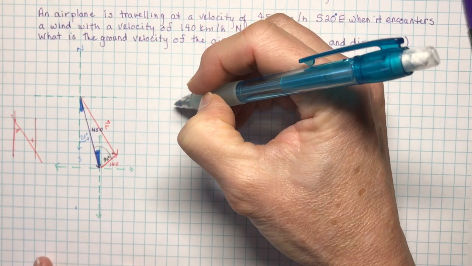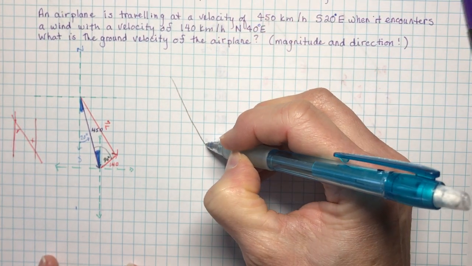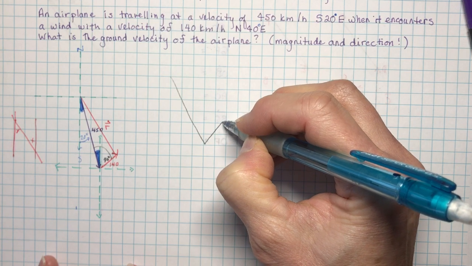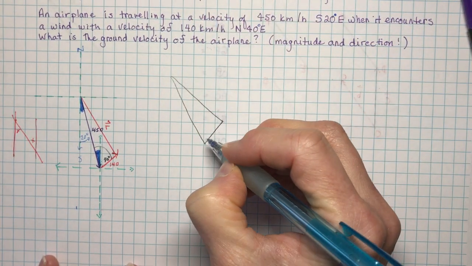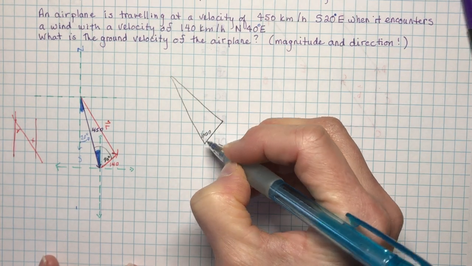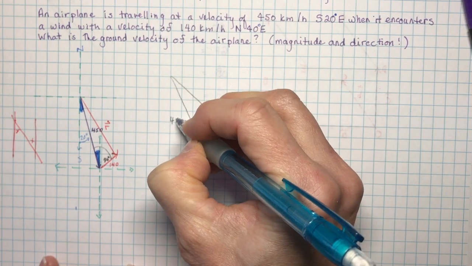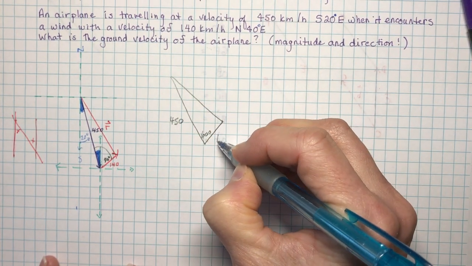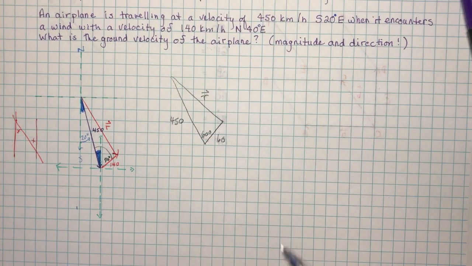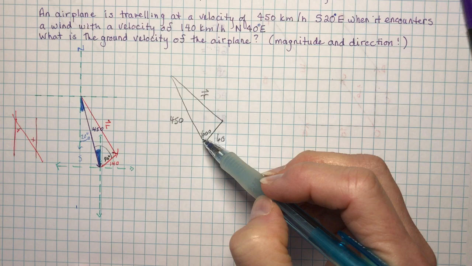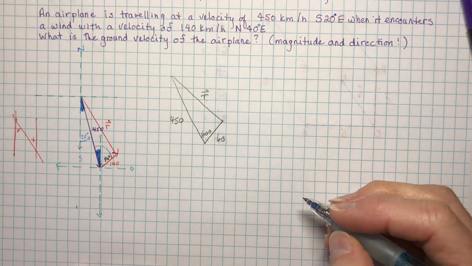Okay, so I'm just going to make a quick sketch of this triangle over here so you can see it a little better. Make it bigger. Okay, so this is what I have right now. This is 60 degrees. This is 450. And this is 60. And this is my resultant here that I'm trying to solve for. So now that I've got this 60 degree angle in here, I can figure out this resultant using the cosine law.